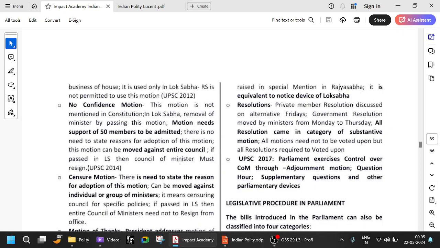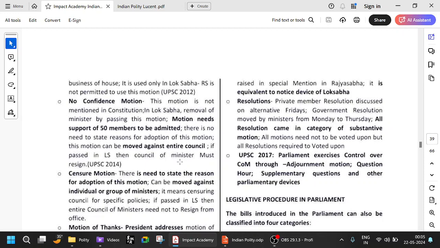The opposition feels that there is no clear majority, and if it wants to bring down the government, it can go for a no confidence motion.